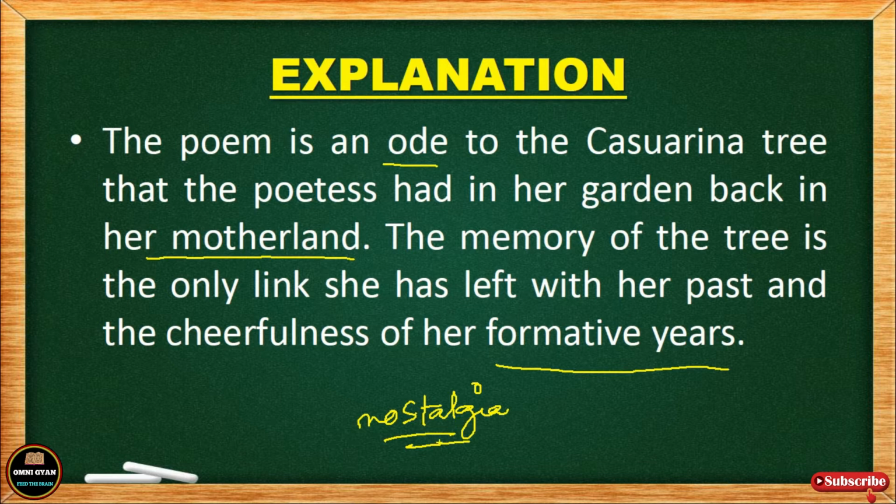Now you're a grown-up person, and you miss your childhood, you miss your friends, you miss all those things. That is called, you become nostalgic, emotional. That is nostalgia, remembering the past and becoming sad. So this poet, Toru Dutt, has got plenty of memory.